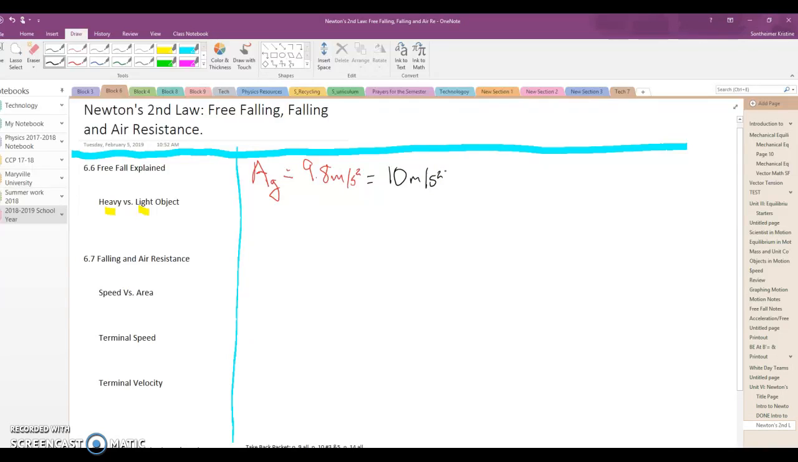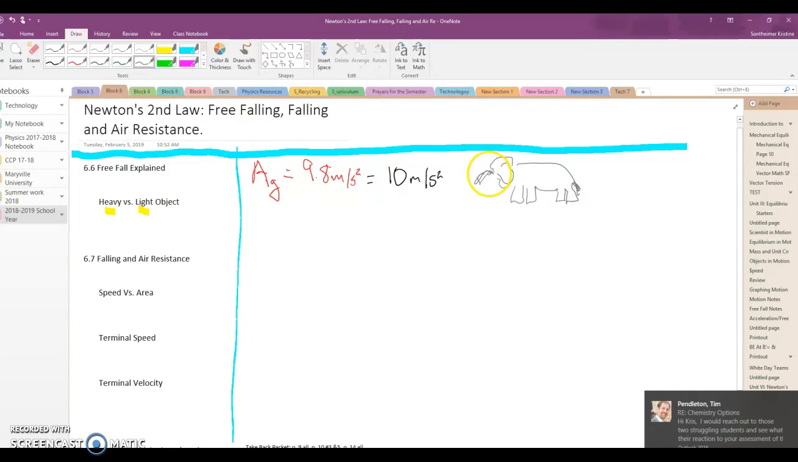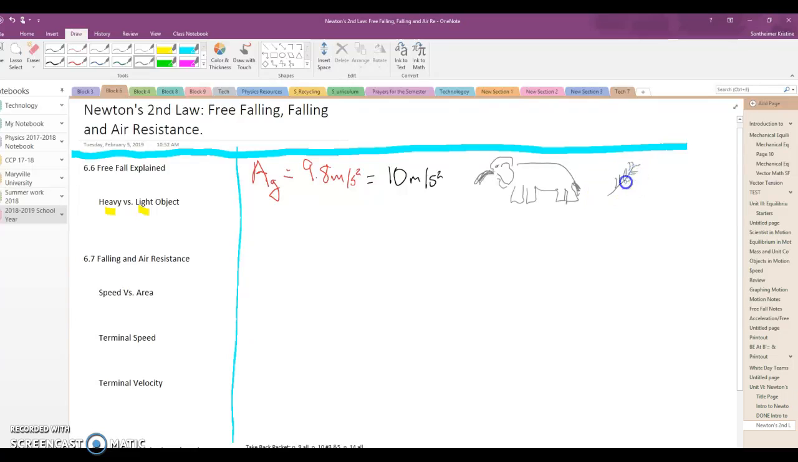So any object that falls, no matter if it's an elephant, so the elephant's going to play a role here. Here's an elephant with his big ears, his big body, his tail, right? Okay, here's my elephant. Don't judge. It's terrible. And then there's a feather. Should have just done a bowling ball, but this is what pops up here.